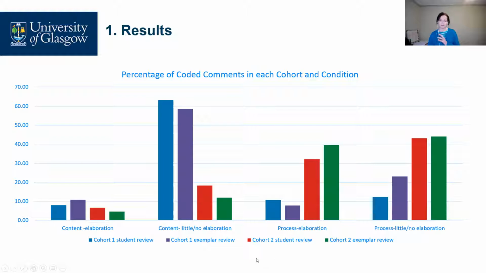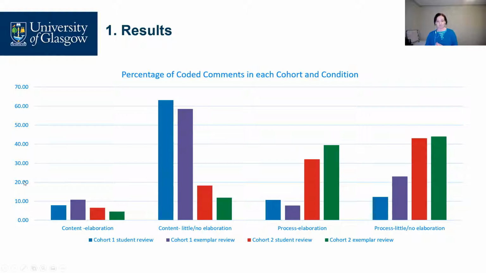So red and green are cohort 2. These were the comparative conditions where they were comparing between their work and other students directly. And again, we had that for after peer review, and then after the exemplar review. And then along the bottom here, we've got the elaboration, non-elaboration for content, and then the same for process, and we're looking across the y-axis at the percentage of coded comments for each of those.